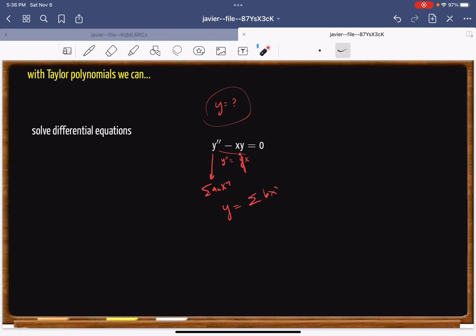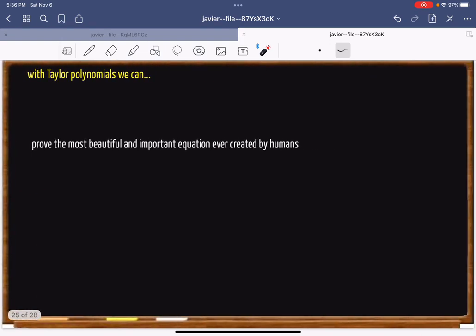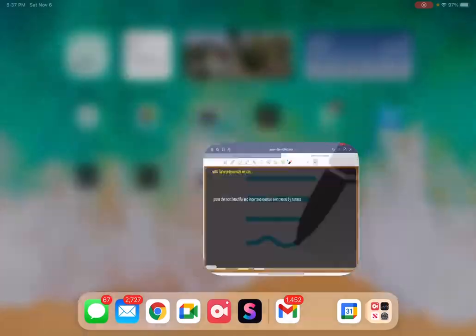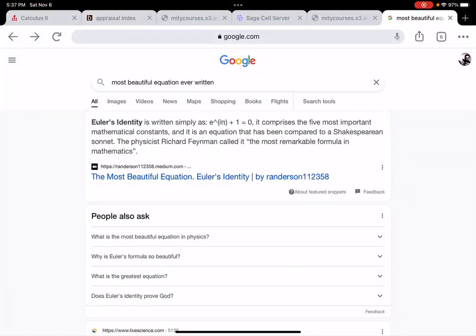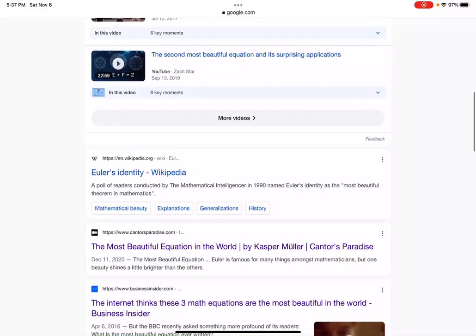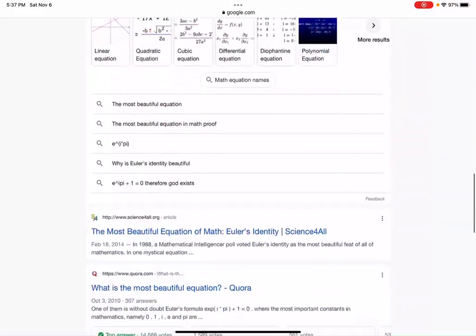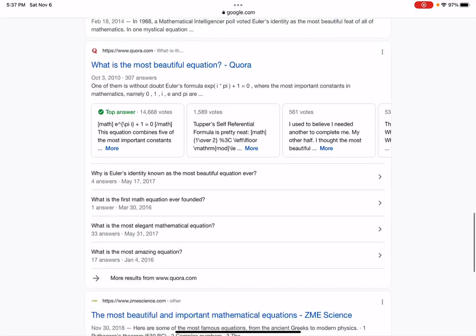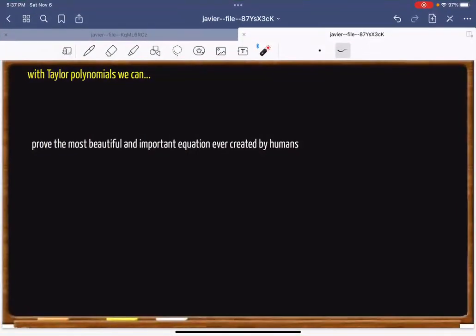But I think probably the most glorious use of Taylor polynomials in this class, and my favorite one, is to prove what we call the most beautiful and important equation ever created by humans. You may think I'm exaggerating, but I'm not the only one. If you try to Google the most beautiful equation ever written, you see it's Euler's identity. Pretty much the whole world says Euler's identity. That is the most beautiful equation ever written by humans.